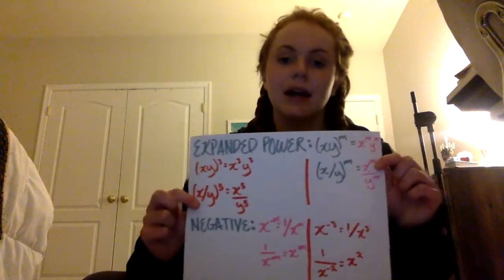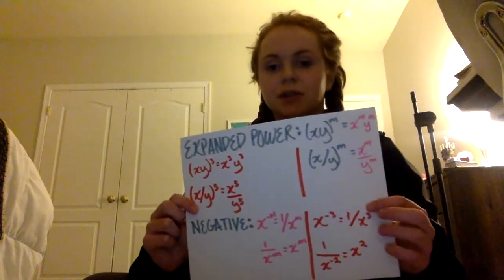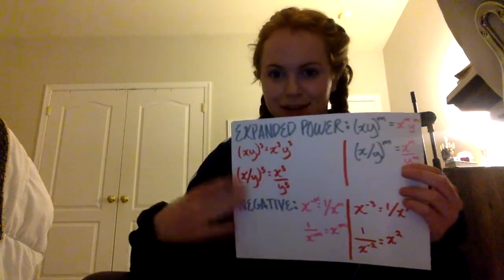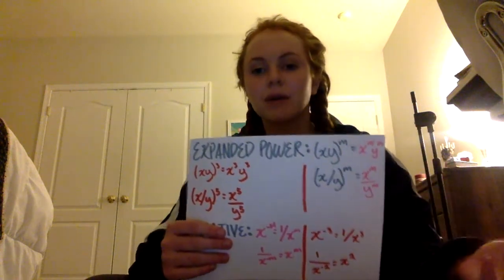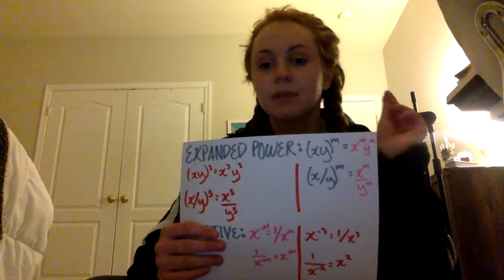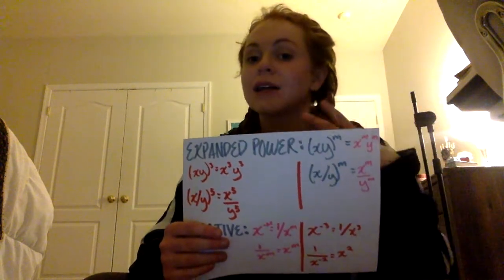Okay. So our last two rules are going to be the expanded power rule and the negative rule. So the expanded power rule, sorry, the slide looks complicated, but trust me, it's not. You got this. The expanded power rule is essentially saying whatever applies to the first term is also going to get applied to the second term.